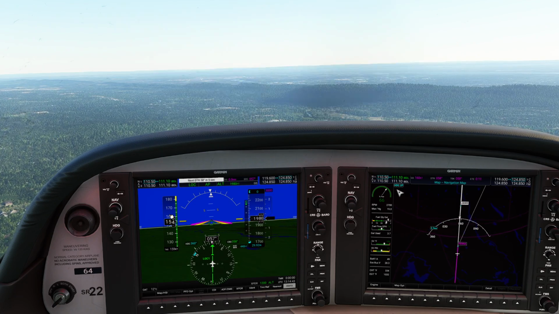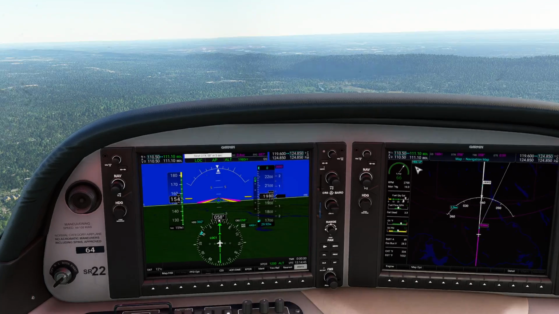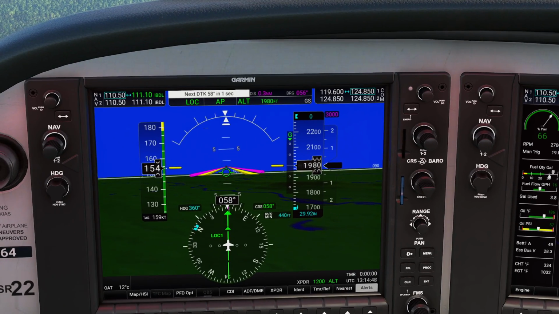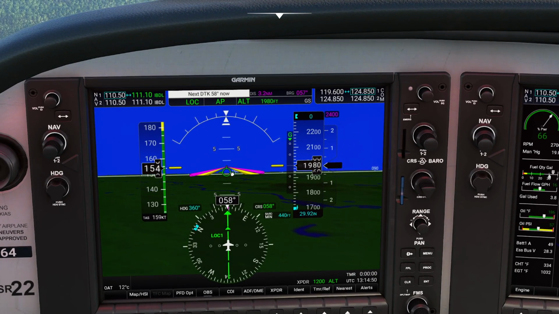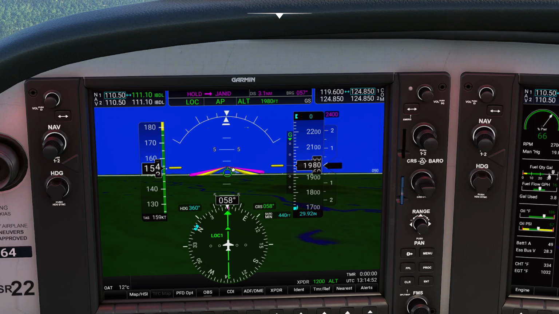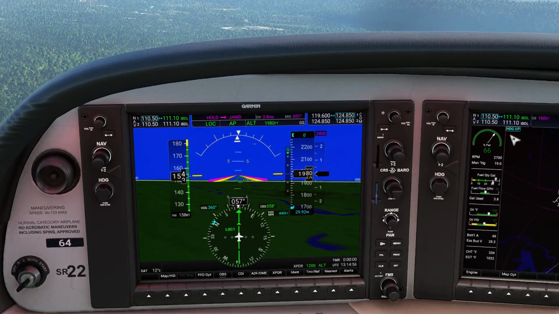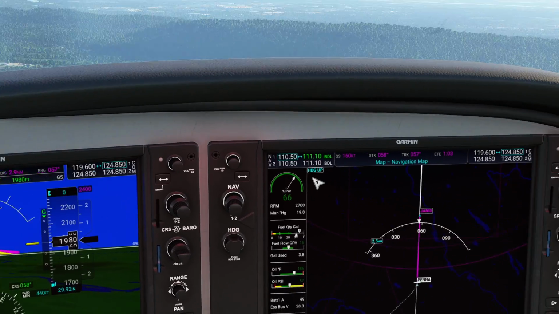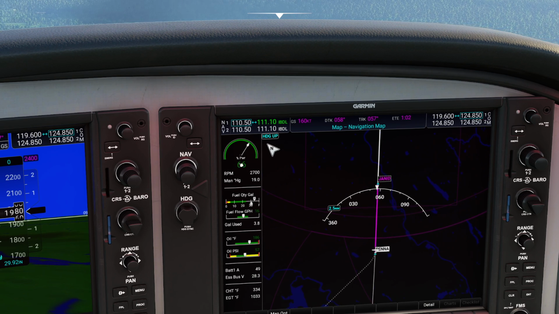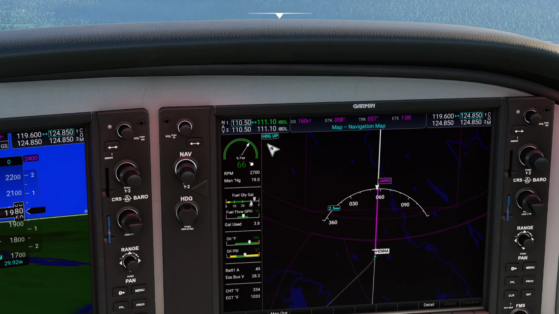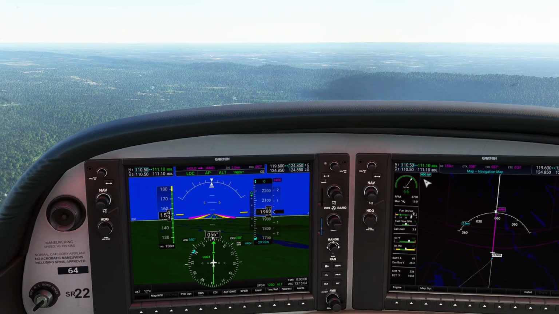But there's a couple of things I also want you to be aware of, and as we're going through this, things will make a little more sense too. One thing you'll observe is that my nose right now is sticking about 3 degrees above the horizon. That is our current pitch. Our current power right now is about 66% power. That's, of course, 2,700 RPM. And you can see that our manifold pressure is about 19 inches or so.